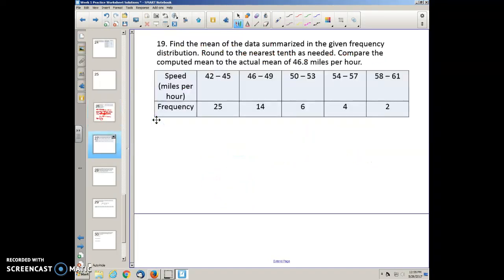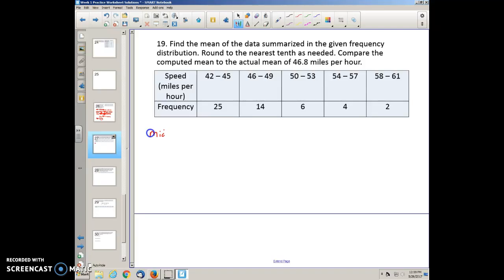Find the mean of the data summarized in the given frequency distribution. Round to the nearest tenth as needed. Compare the computed mean to the actual mean of 46.8 miles per hour. In a grouped frequency distribution, we need to use the midpoints.